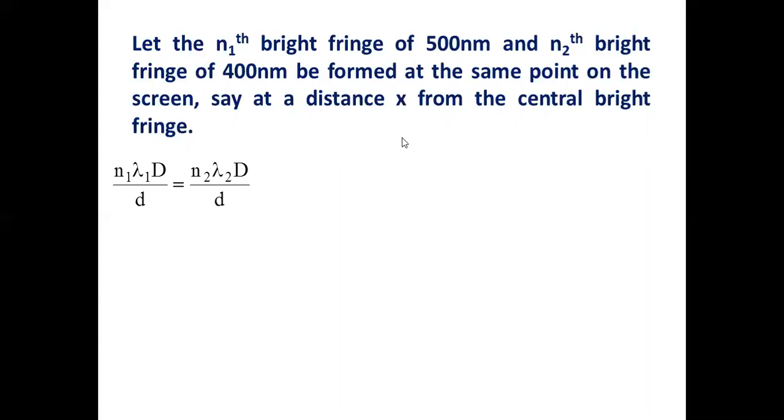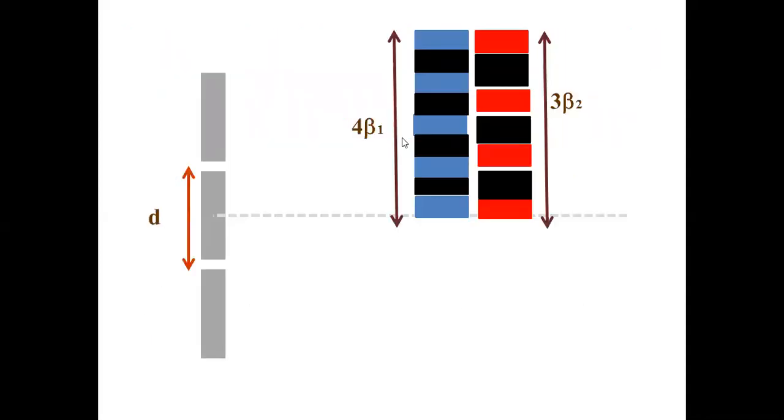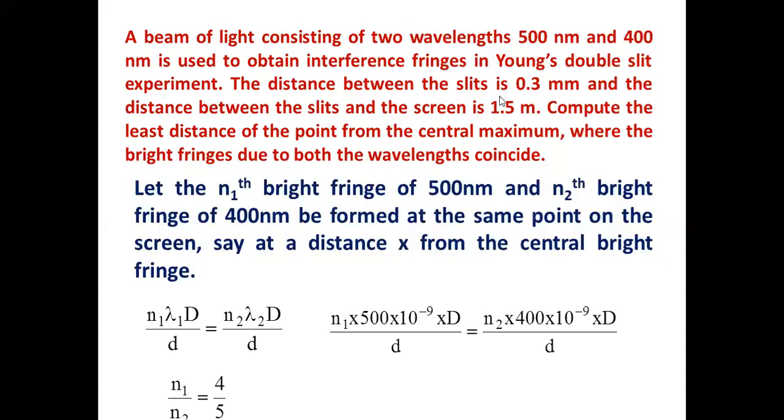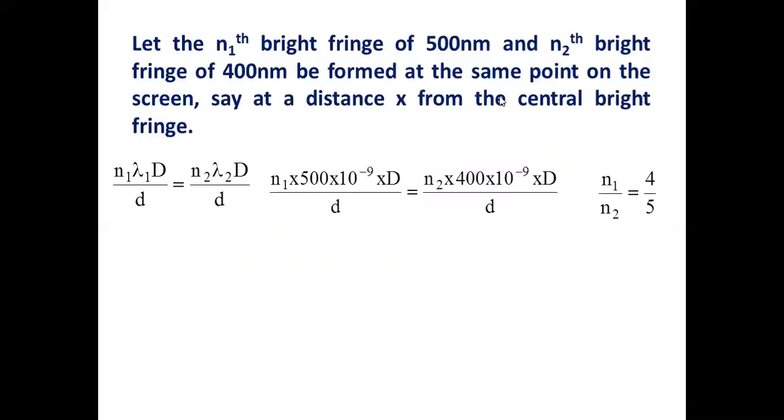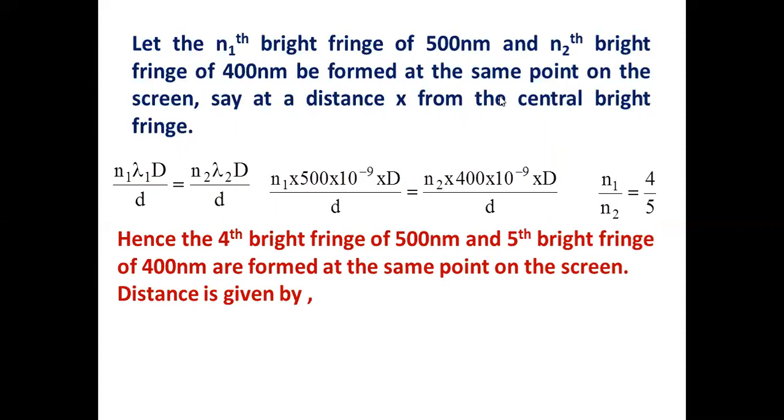And now I can show it here, right? This is n1, this is n2. And this should be made up of smaller wavelength because the fringes are closer and closer. This should be larger wavelength, but some n1th and n2th fringes are coinciding. So this part we have finished, n1 by n2 equal 4 by 5. Now what is the distance? That distance must be equal to 4 times the beta of smaller wavelength, correct? Or 5 times the beta of larger wavelength.